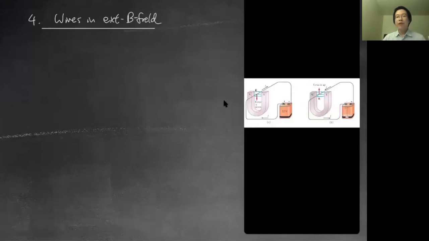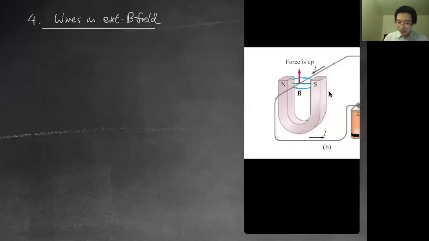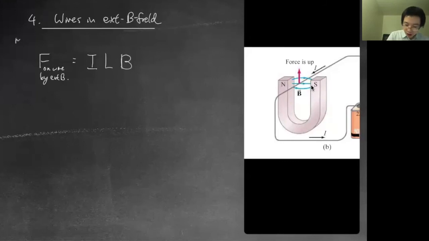First of all, we need to know two things: the direction of the force and the magnitude of this force, right? We say that the wire experiences a magnetic force. Let me tell you the magnitude first, because the direction is a bit tricky. Although the direction seems more straightforward, it is a little bit more tricky. So the magnitude of the force on the wire by an external B field is ILB.